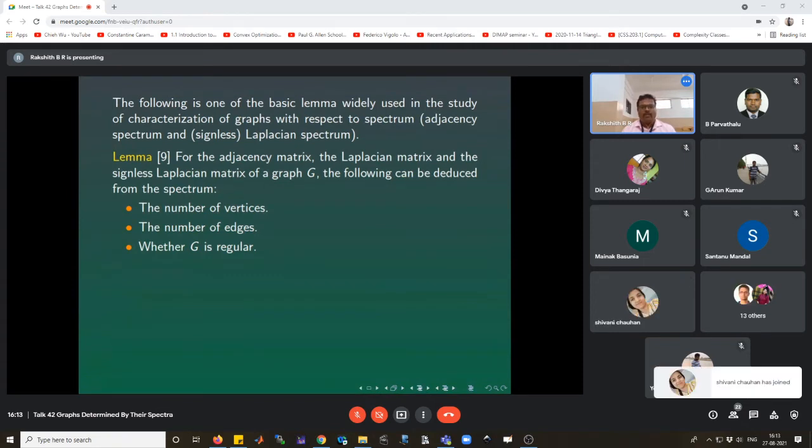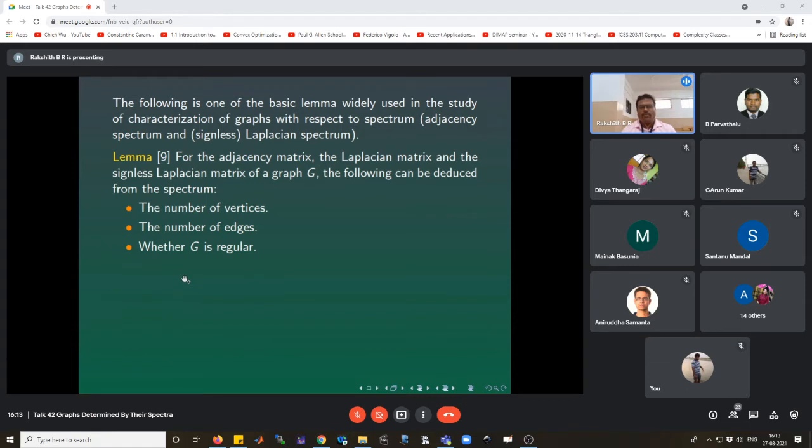Number one, if you know the adjacency spectrum, Laplacian spectrum, or the Signless Laplacian spectrum, we can deduce the number of vertices in the graph. We can also deduce the number of edges, and we can deduce whether G is regular or not. So given the adjacency spectrum of a graph, you can determine whether G is regular or not.